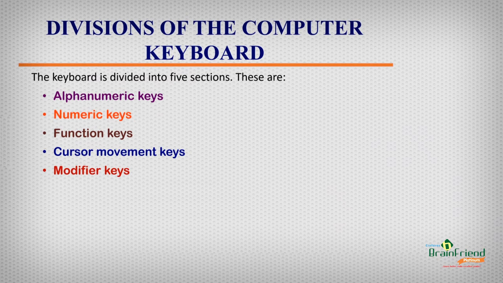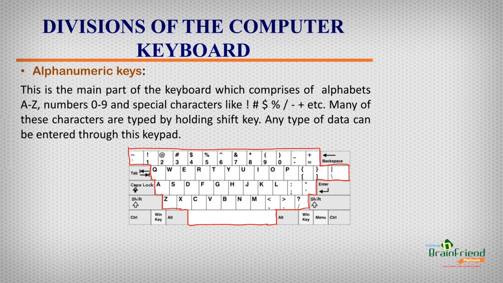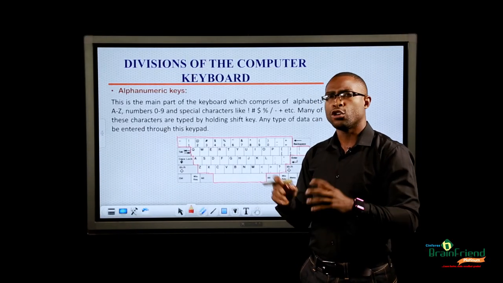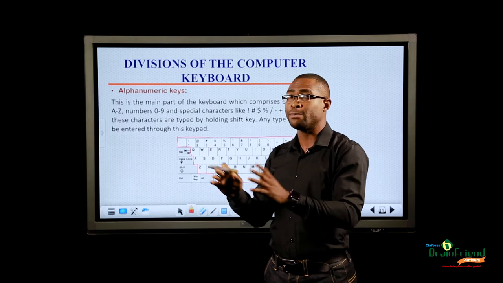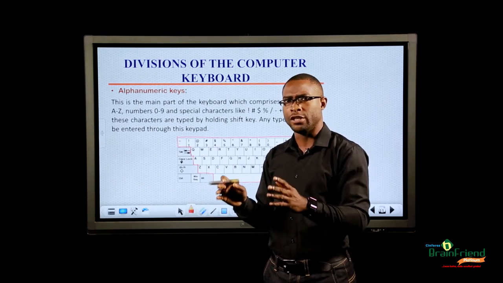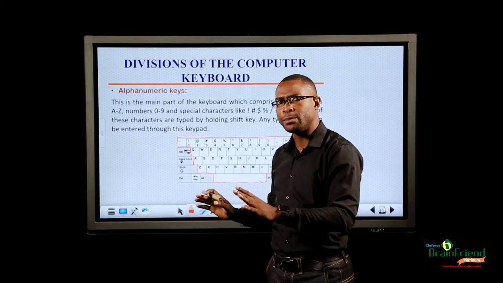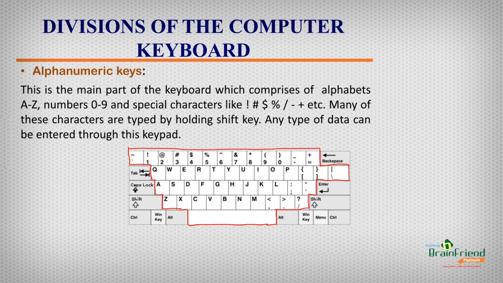Going further, let's look at the divisions of the computer keyboard. A typical computer keyboard is divided into 5 sections. These sections are alphanumeric keys, numeric keys, function keys, cursor movement keys, and the modifier keys. So let's begin with the first one, which is the alphanumeric keys. The alphanumeric keys consist of alphabets, numbers, and special characters. Any kind of information can be keyed into the computer using this part of the keyboard. The mapped out section on this image shows you the keys considered as alphanumeric keys.